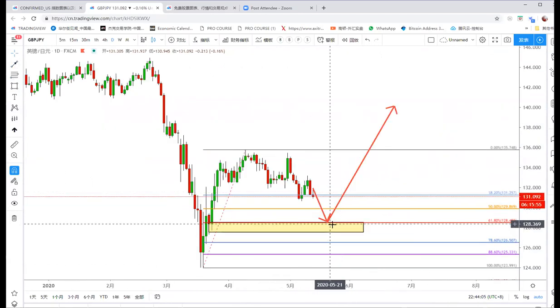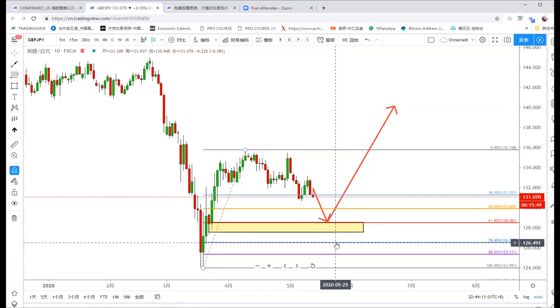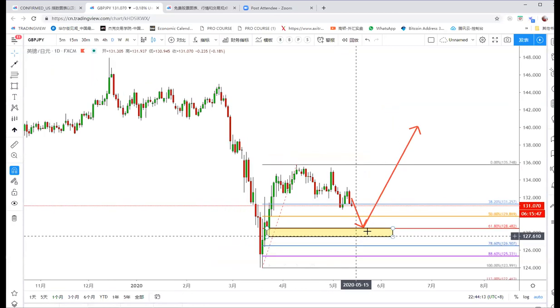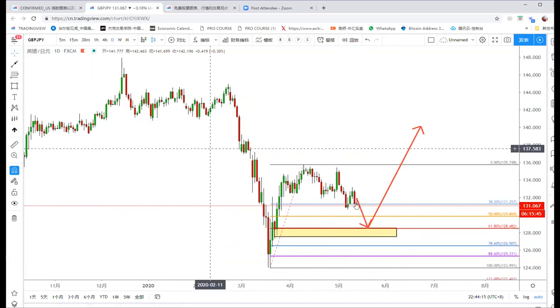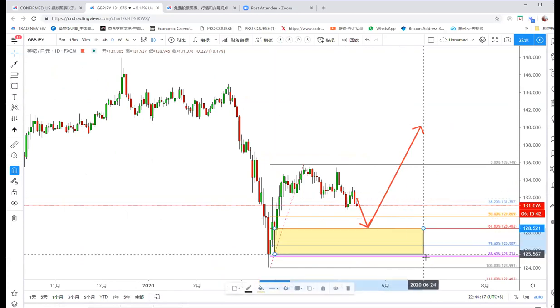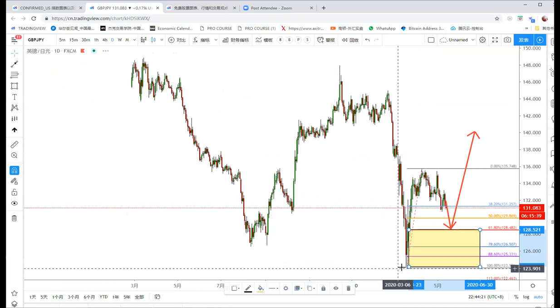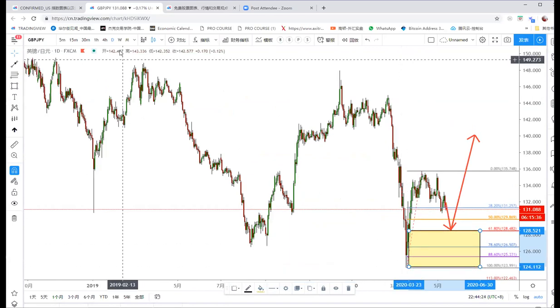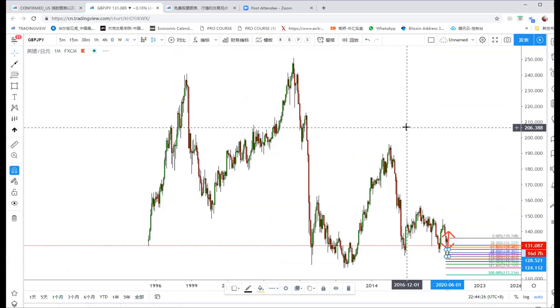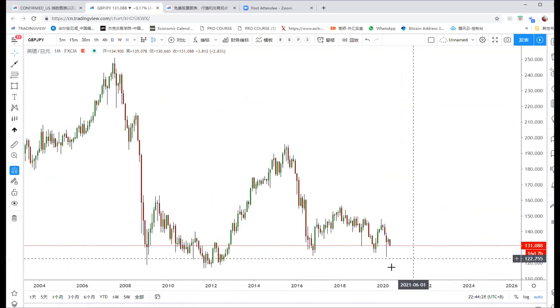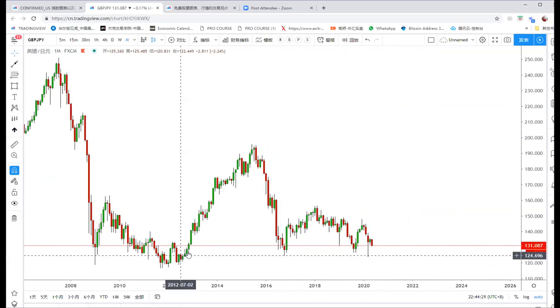It may even go down, but I don't care. I want to buy in first, and I may have another entry at 126. Generally speaking, I will make sure that I buy in this zone because this is the all-time low. 123 all-time low. The sterling yen has never touched this place since 2012.